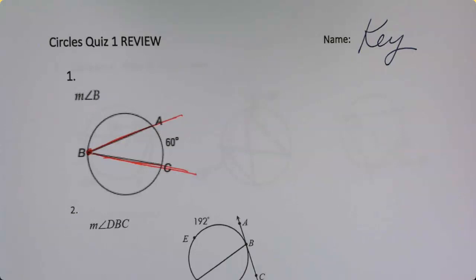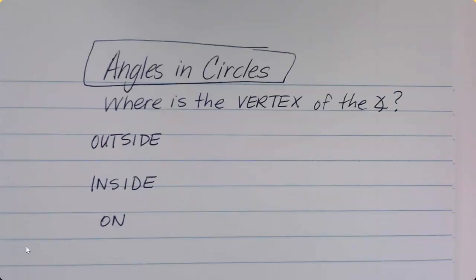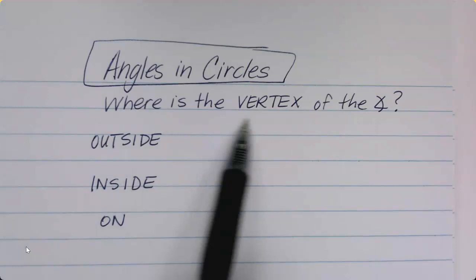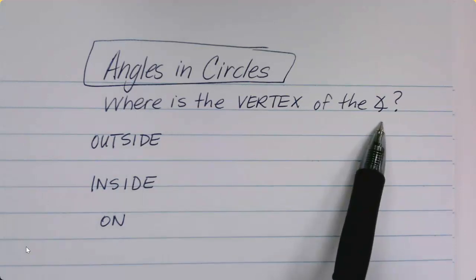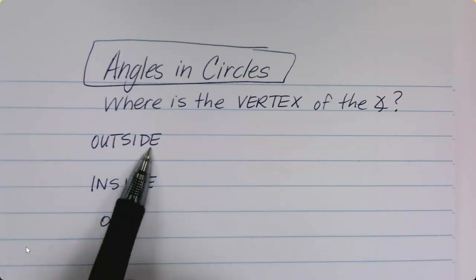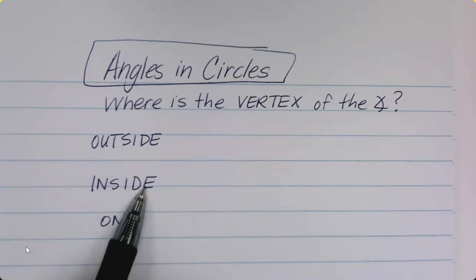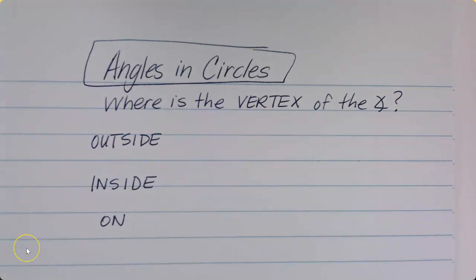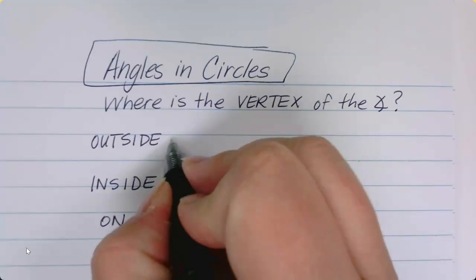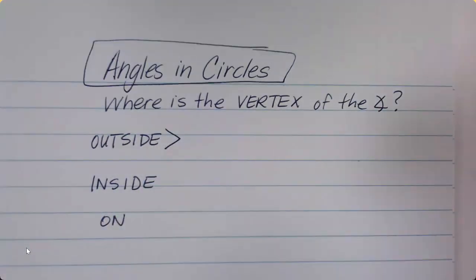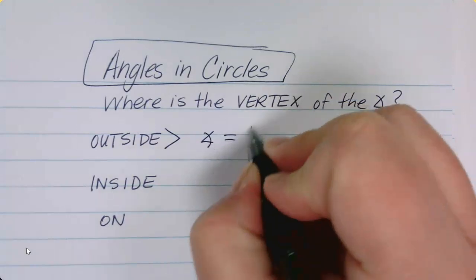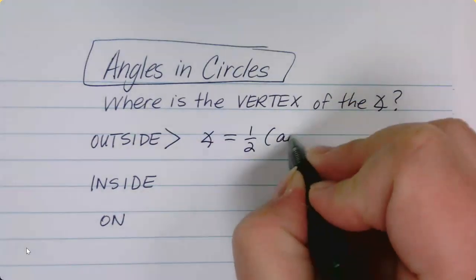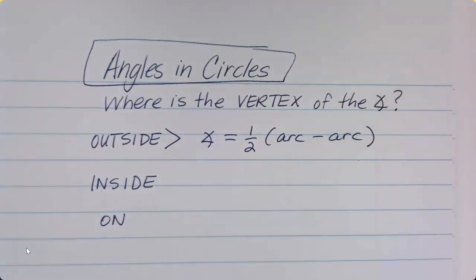Remember that we have rules that say that when we're looking at angles with circles, we want to know where the vertex of the angle is. We do something different if the vertex of the angle is outside the circle, inside the circle, or on the circle. Our rules: if it's outside, the measure of the angle is half the difference of the two arcs intercepted by that angle. We're going to do some examples of this so you're going to see what I mean.